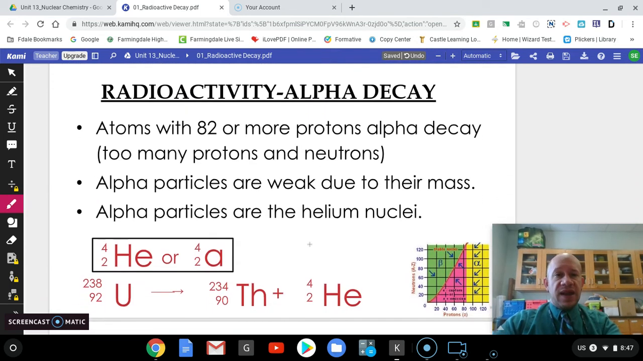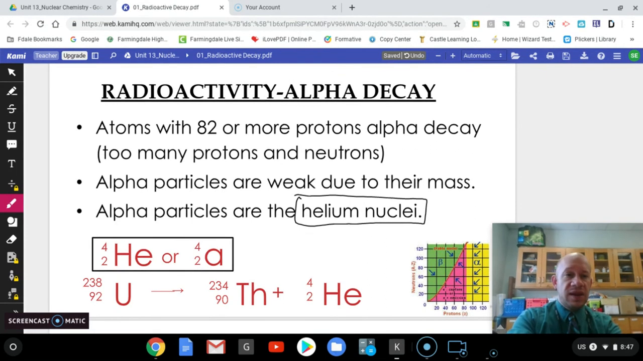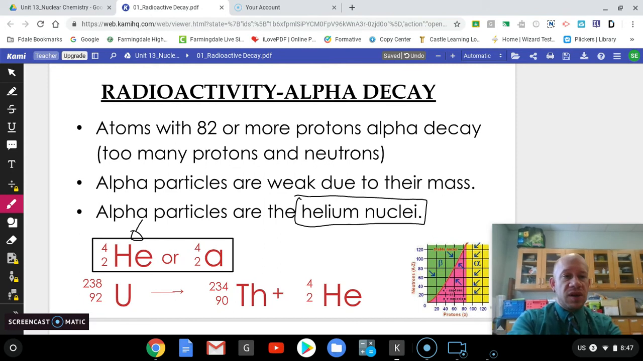Radioactivity for alpha decay, atoms with 82 or more protons undergo alpha decay. They have too many protons and neutrons. Alpha particles are weak due to their mass, and alpha particles are the same thing as the helium nuclei. So essentially, that's why we write helium here. That's the symbol. The helium nuclei has 2 protons, so it has a plus 2 charge, and then 2 neutrons, so it has a 4 mass. So uranium-238 undergoes alpha decay.